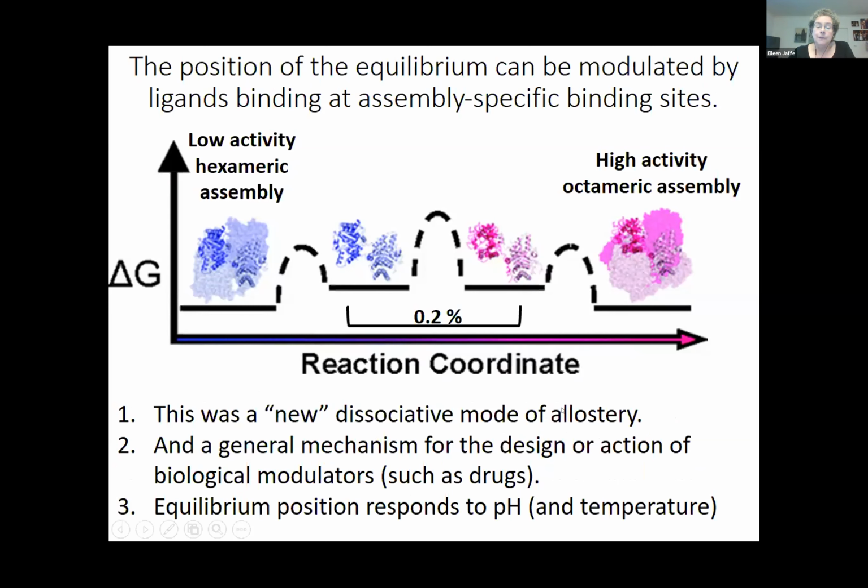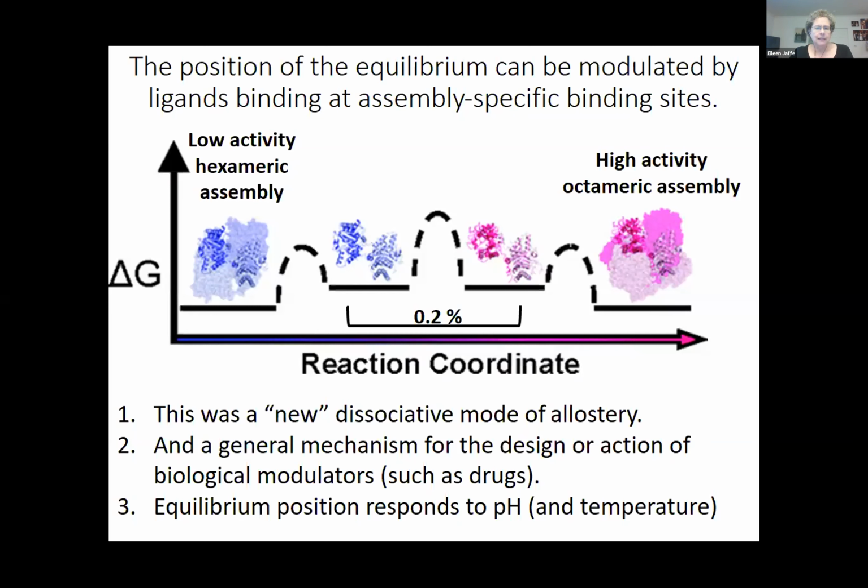We realized that this was sort of a different mode of allostery. It wasn't Monod-Wyman-Changeux, and it wasn't Koshland. It wasn't necessarily concerted or stepwise. So we called them morpheeins. Now, I've learned that inventing a word is not necessarily a great thing. However, it's also importantly a general mechanism for the design or action of biological modulators, such as drugs. So here we have a new approach to drug discovery.